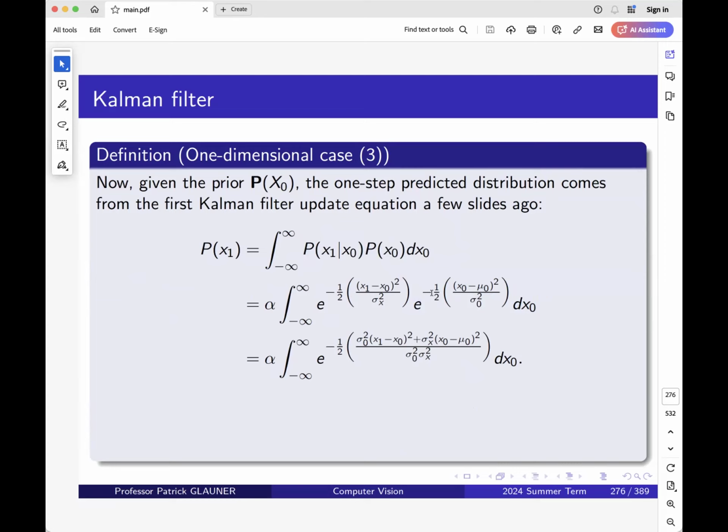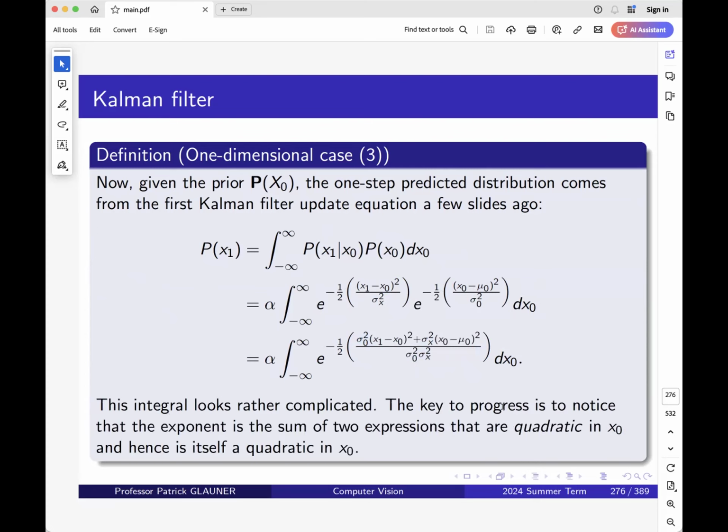We have this exponential and this exponential. And because we want to simplify this later, we are actually just merging these two exponentials, because it's one exponential times the other exponential. So we're just adding these two fractions, and if you add these two fractions, you get something like this. But this is just high school maths, adding two fractions. And we now have this integral.